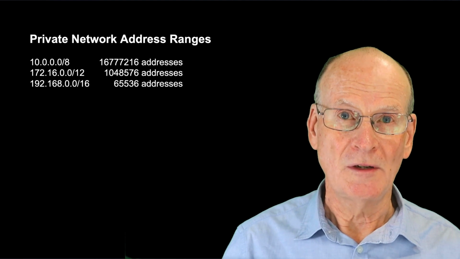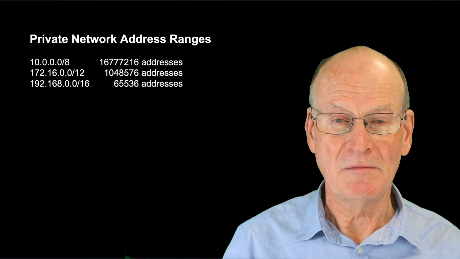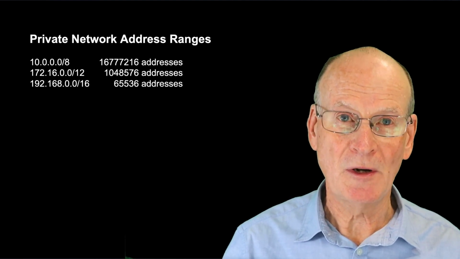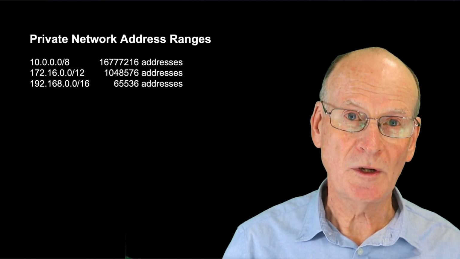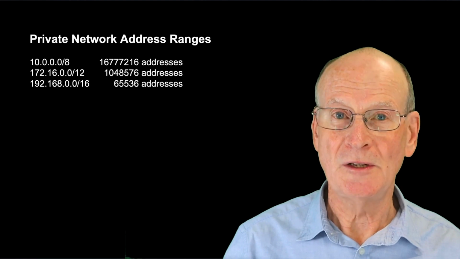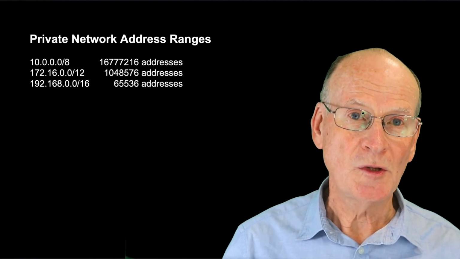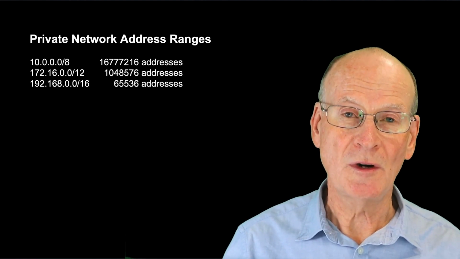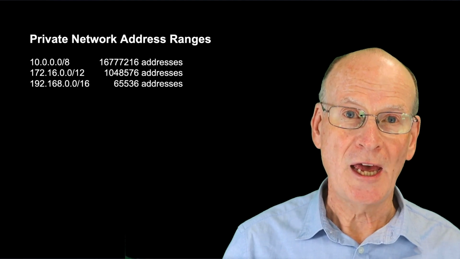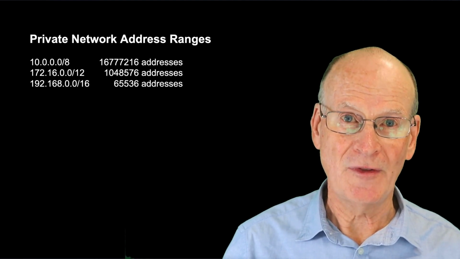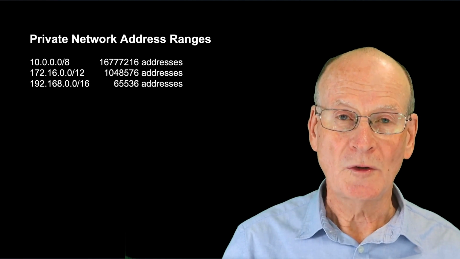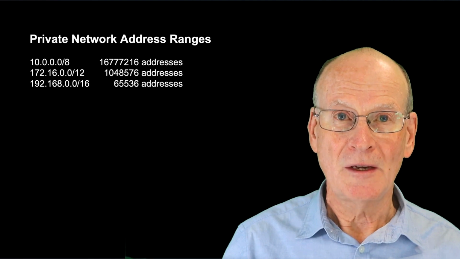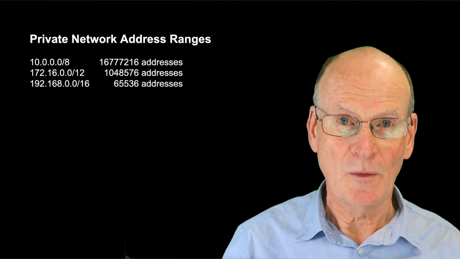So there are 16,700,000 odd addresses in that block. The 172.16.0.0/12 block, which has 1 million addresses, and the 192.168.0.0/16, which has 65,000 addresses. Now, these are what we call private address ranges, and they are used inside the local area networks.